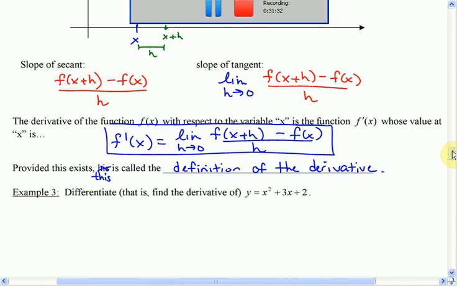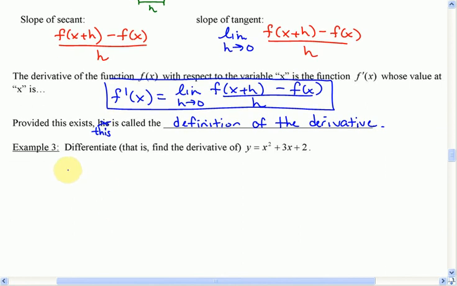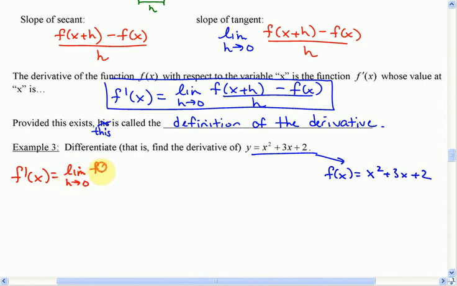Let's take a look. Example number 3. If I ever asked you to differentiate, meaning find the derivative, using the definition, this is what you need to do. So here's your function, your f of x: x squared plus 3x plus 2. You're going to use this derivative definition to calculate the formula that describes the slope of all tangent lines. And once again, the hardest part is figuring out what this f of x plus h is going to be.